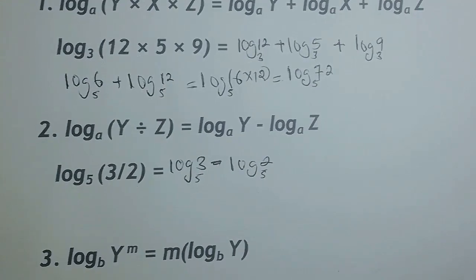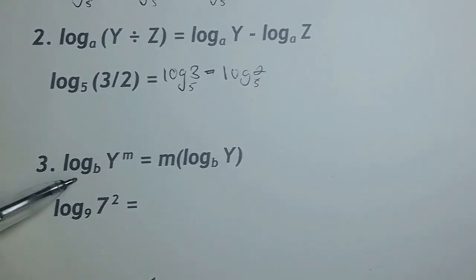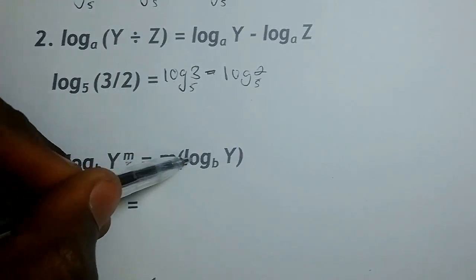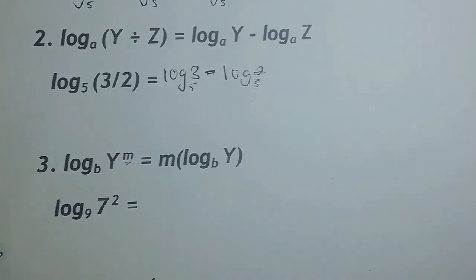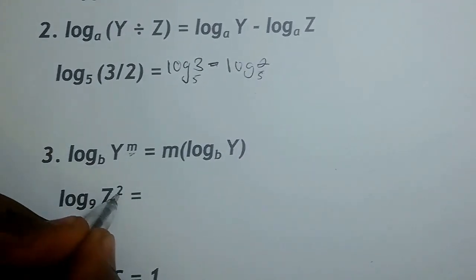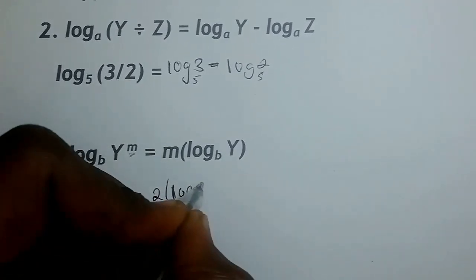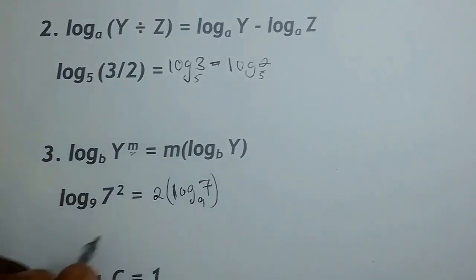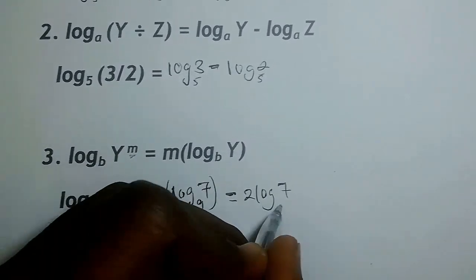Moving on to the third law, it says if you have something like this, log y power m base b can be written as the power multiplying the log y without the power, base b. So here's an example to understand this. Log 7 squared, base 9. According to this law, it can be written as the power, that's 2, in brackets, log 7 without the power, again base 9, and the bracket can be cleared out, and this will just be 2 log 7 base 9.